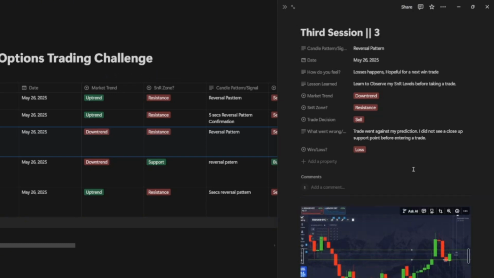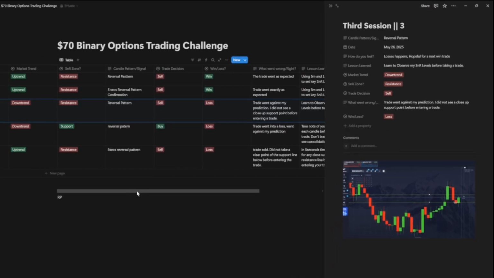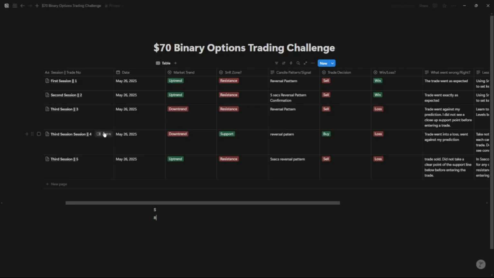So here is my journal. What went wrong? I felt I was open for a next win, and the lesson learned: I learned to observe my support and resistance levels well before I take my trade, and that's the reason why I had a loss in that trade. Well, let's check the next loss.